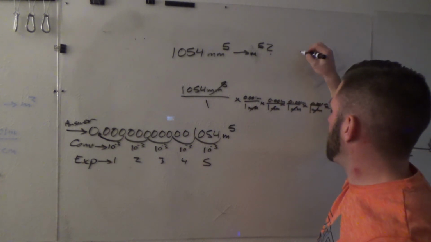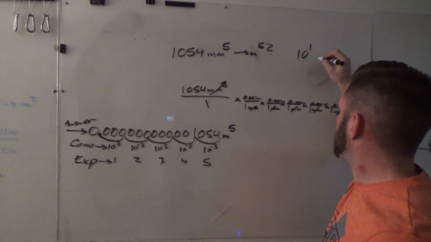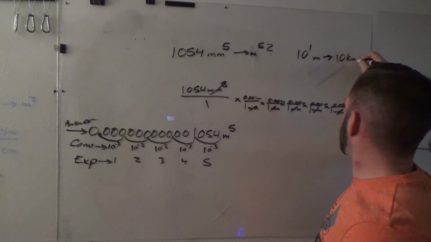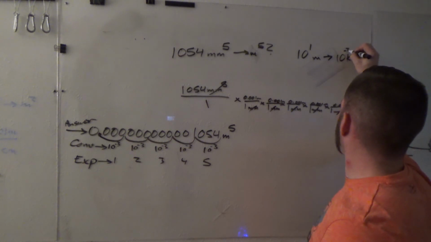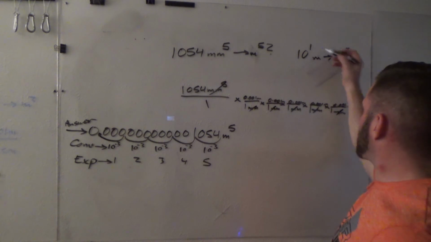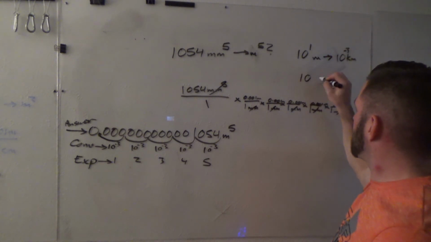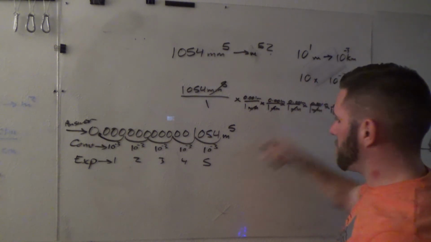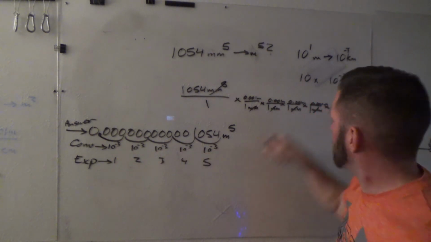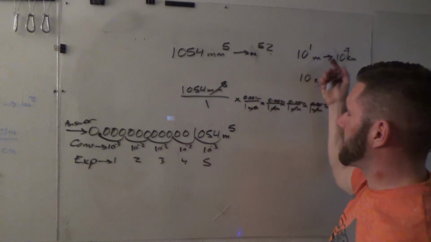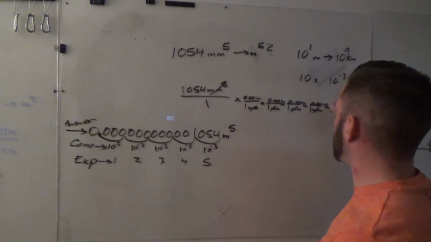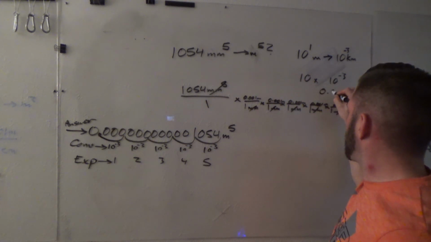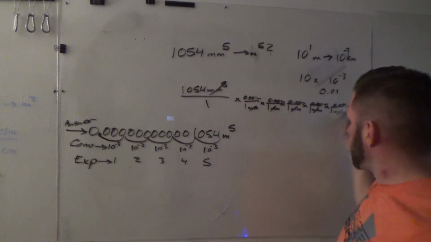It's just like if you had 10 to the first meters to 10 kilometers, or 10 to the negative third kilometers. You have to do it 10 times 10 to the negative third. It's 1 time. You don't have to do this many times because the exponent's not a 5, and it's not a 4 like we did earlier, it's not a 3 like we did earlier. It's just the 1. So once you do that, you get 0.1. And that's your kilometers.